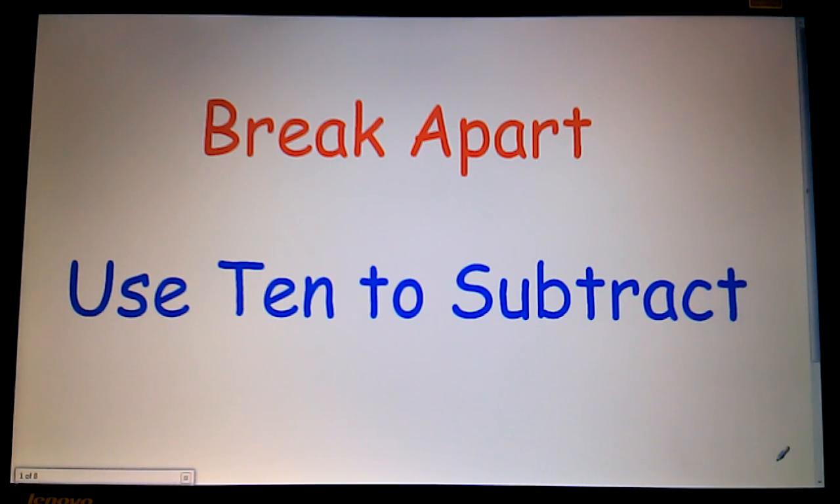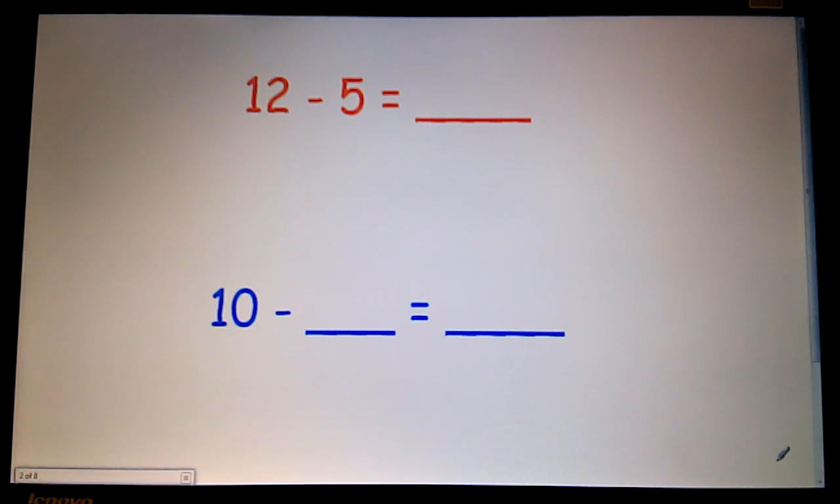Students have continued breaking apart numbers in their math work. As opposed to the first lesson in Chapter 3, now students are asked to break apart numbers in order to subtract. Let's take a closer look. Just as before, some of the steps in these break aparts are going to be the same.